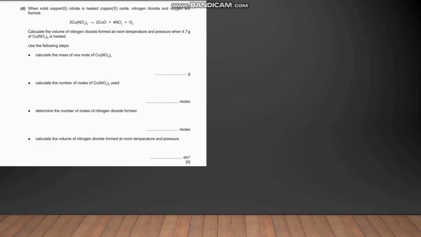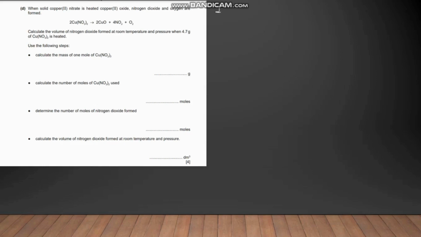In this question, when solid copper nitrate is heated, copper oxide, nitrogen dioxide, and oxygen gas are formed. The equation is given. Calculate the volume of nitrogen dioxide formed at room temperature and pressure when 4.7 gram of copper nitrate is heated using the following steps. Now the first step says calculate the number of moles of copper nitrate.